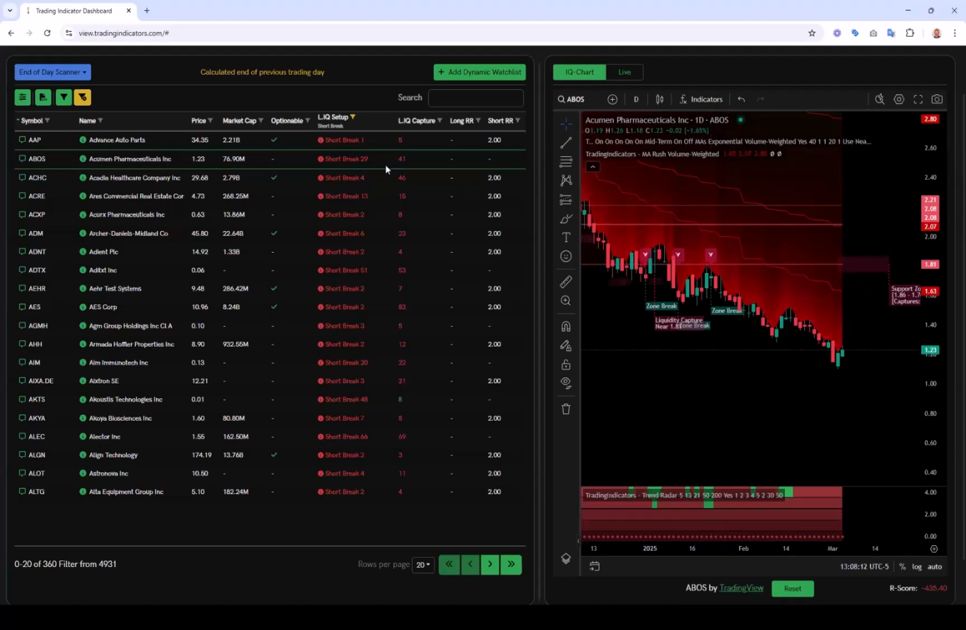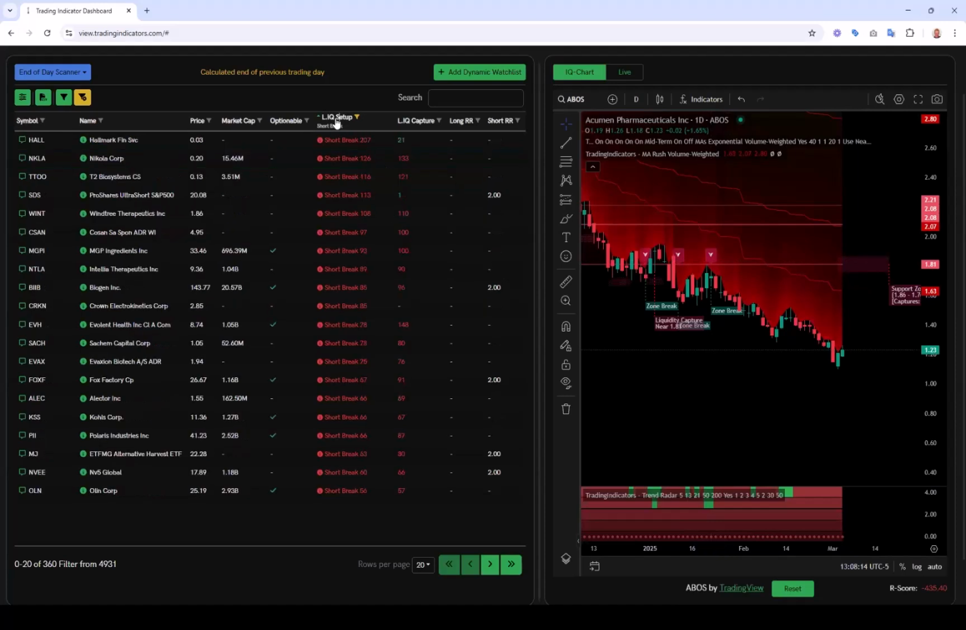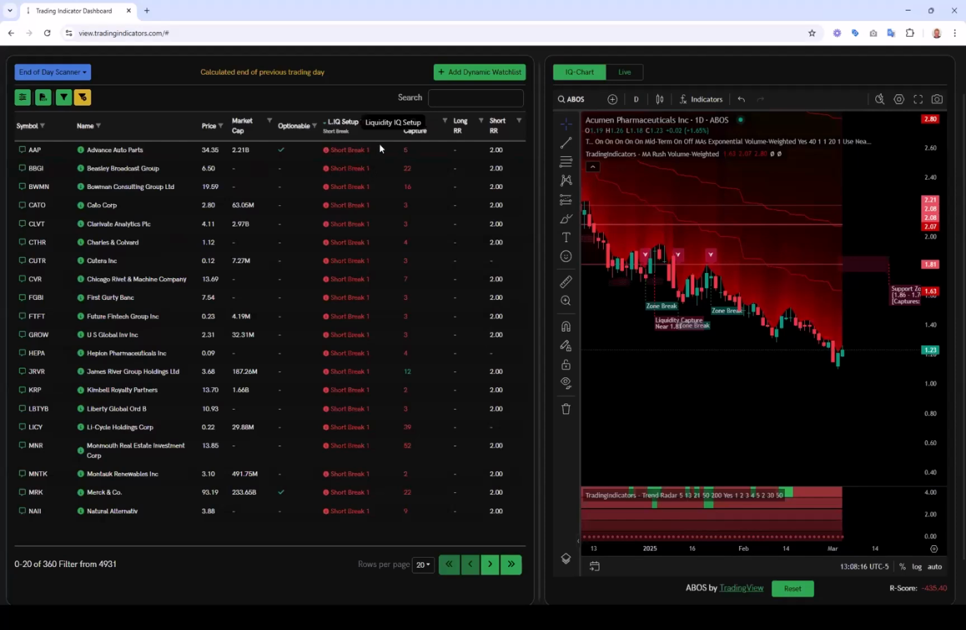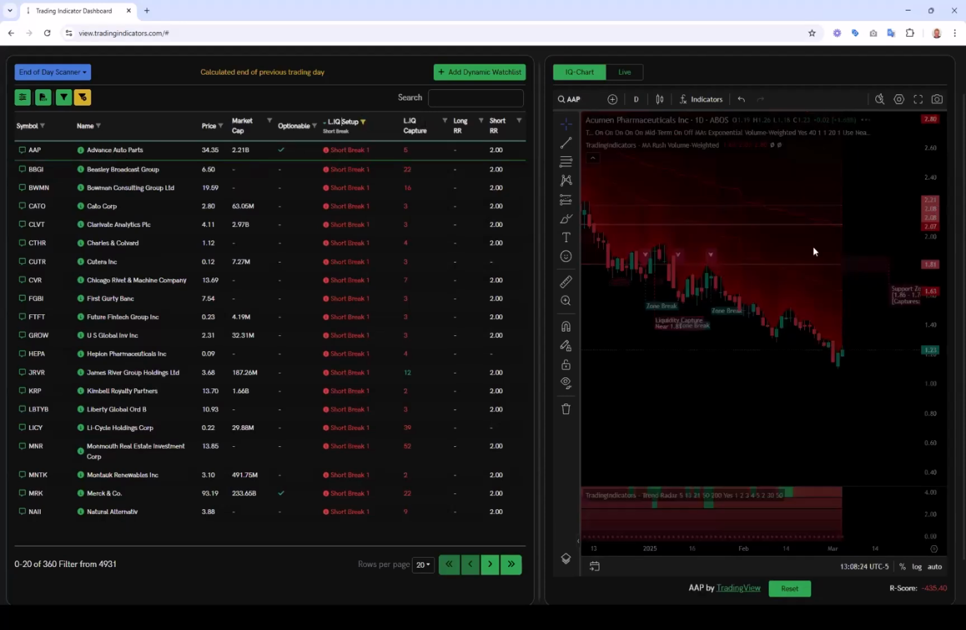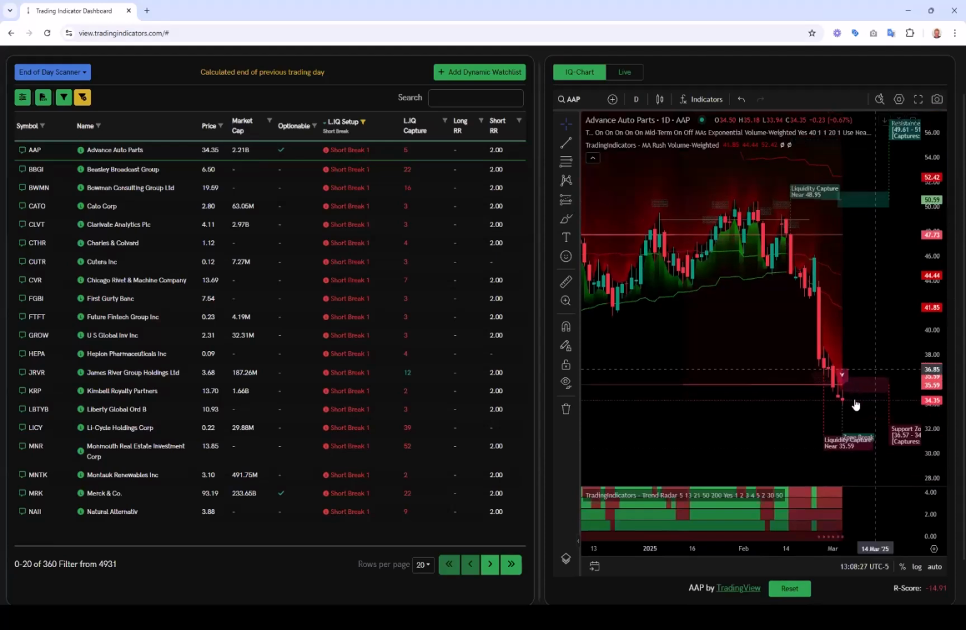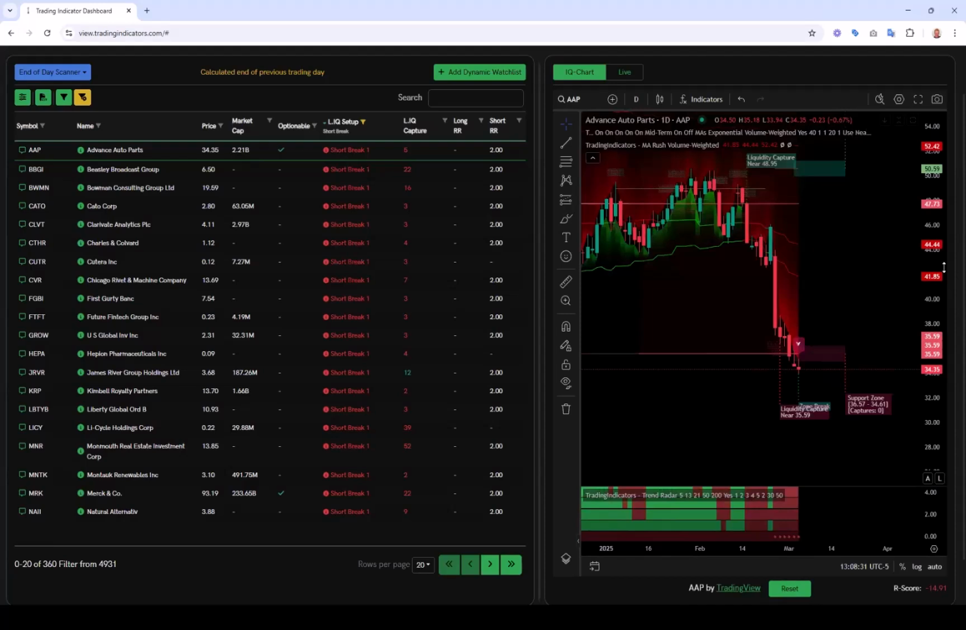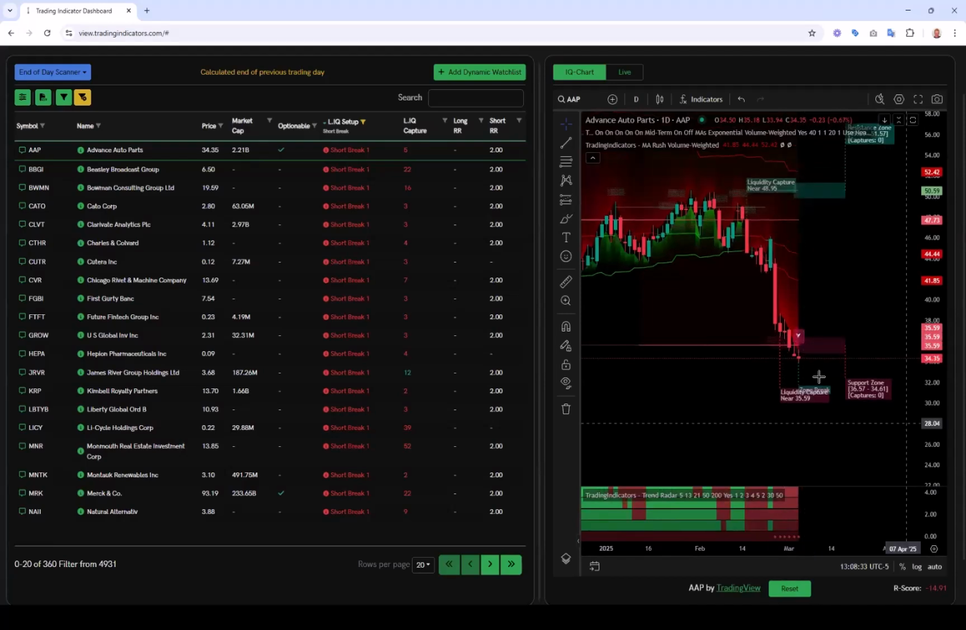You can now scan for these things. You can sort by stocks which had the break just recently. Now I'm sorting by clicking on this column here. I'm sorting from lowest to highest. For example, AAP, we just discussed it. Advanced Auto Parts, just recently, on the last candle, actually, we broke below support. And you could now bet on the fact, hey, maybe this stock is going to continue to decline. We're going to buy some put options for the stock.